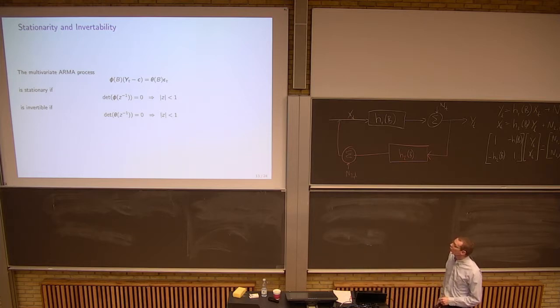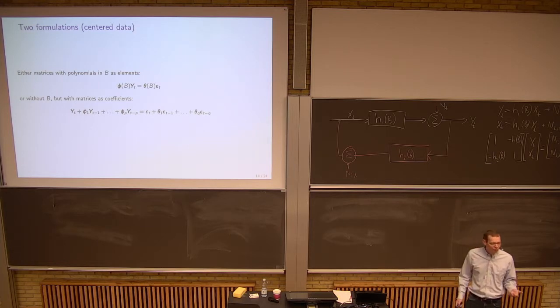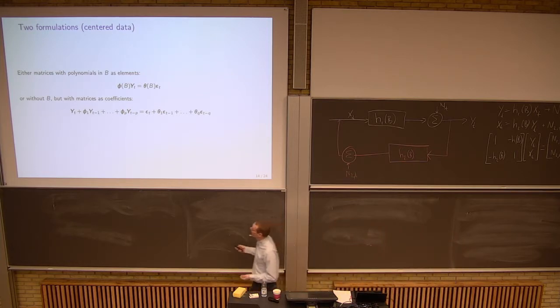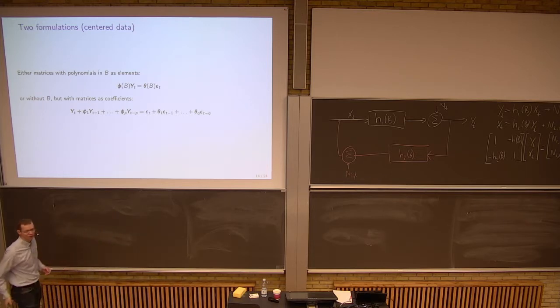Okay, so now we've got control over stationarity and invertibility. I mentioned this a couple of times before: as we've done for the ARMA models, the univariate models as well, you can have it as operators with B, or you can spell it all out with all the coefficient matrices that you need. Depending on which kind of calculations you're doing, you may prefer one or the other.